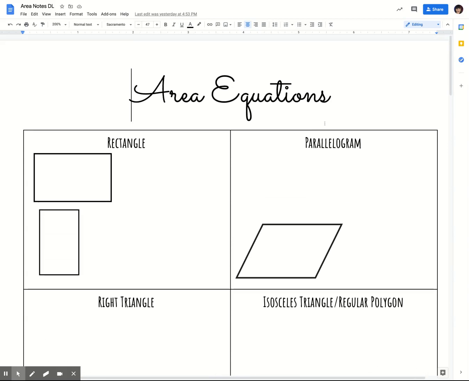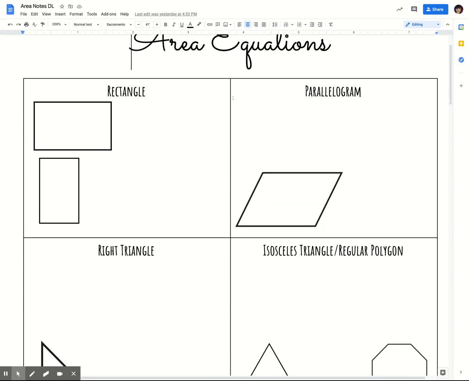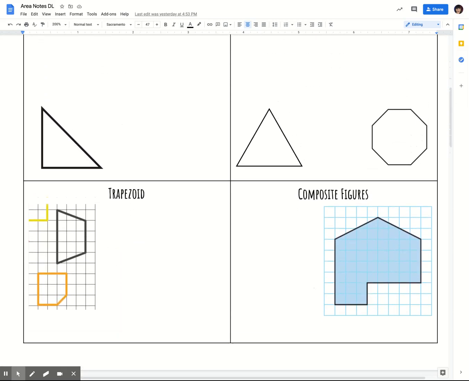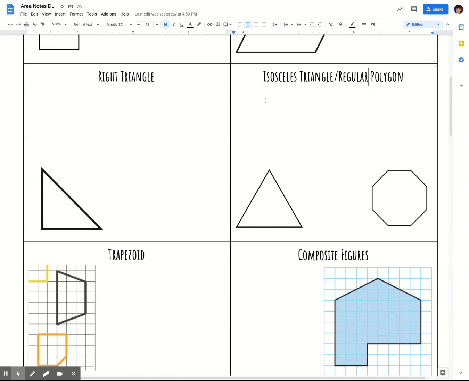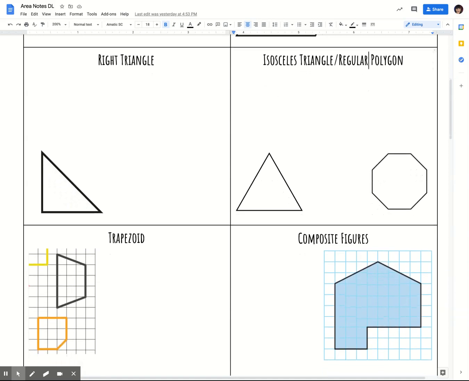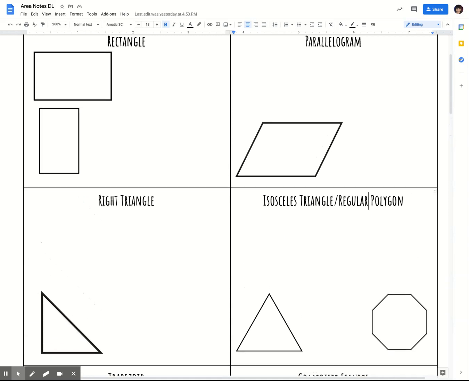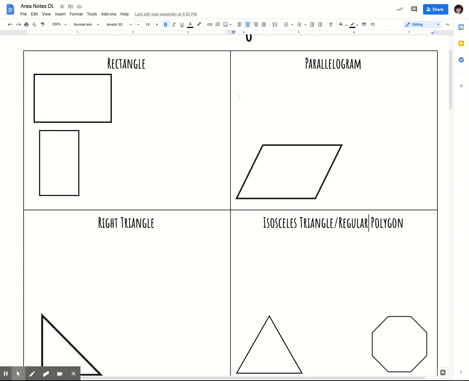So I'm in your area equations graphic organizer. I'm going to do everything on the first page except for this one, the isosceles triangle regular polygon, because I'm going to talk about that in a slightly different video, because there's a slightly more complicated formula for finding the area of a regular polygon. Okay, so let's jump right into it here.